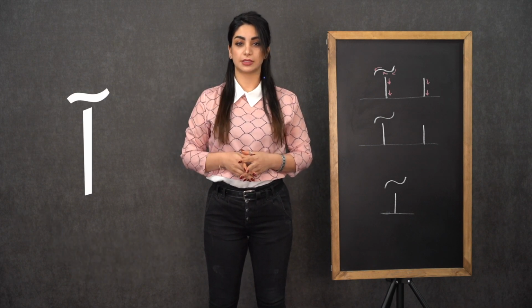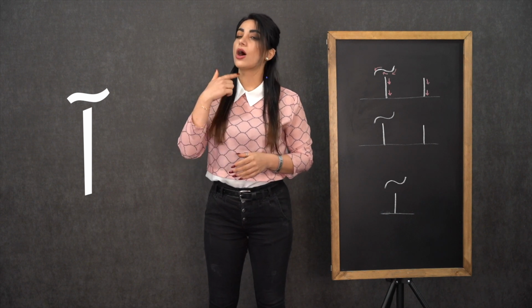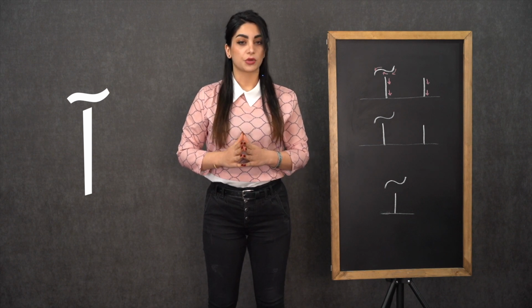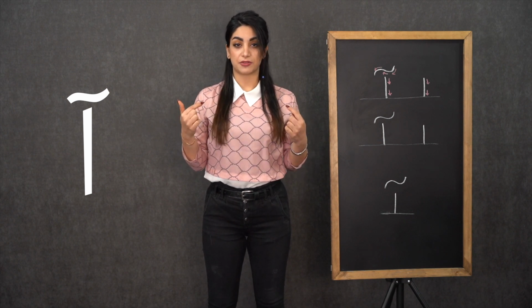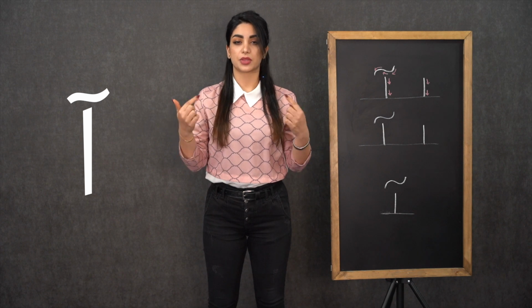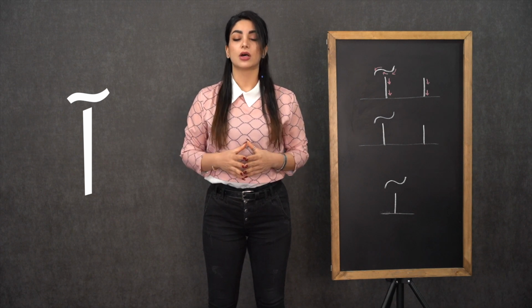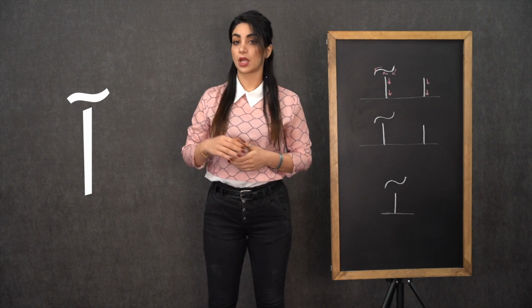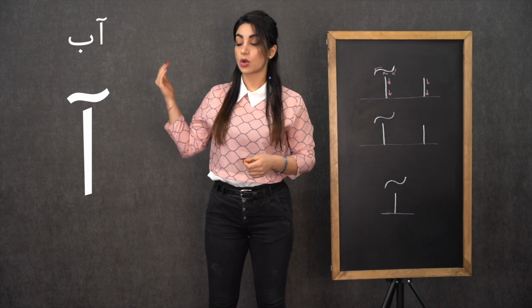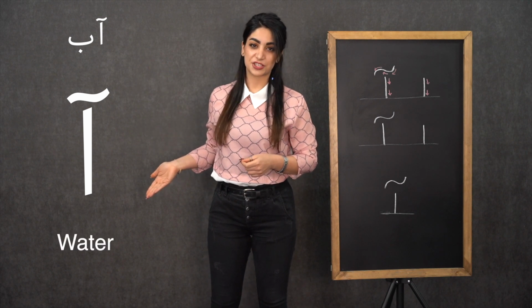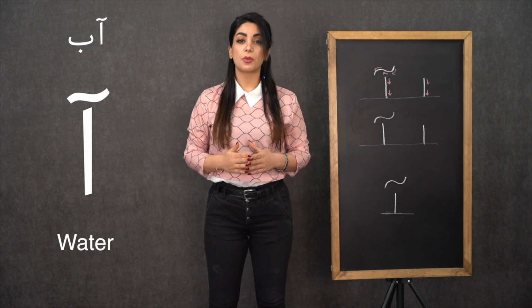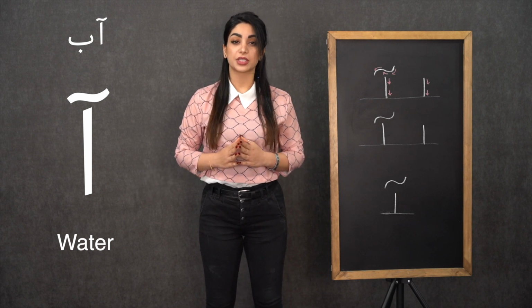Ah. The first word that we are going to learn is this one. It starts with the sound that I just made. Ab. Ab means water in English. Ab, water. Ab is the same as water in English.